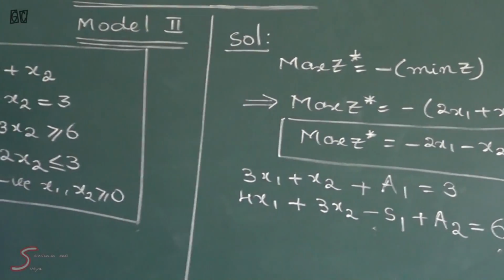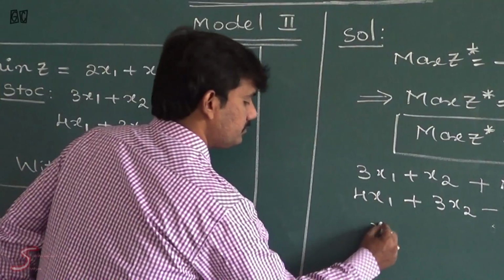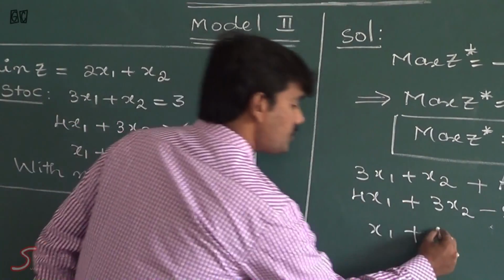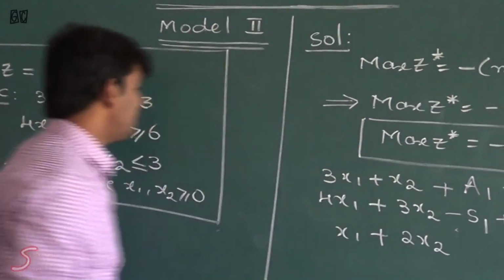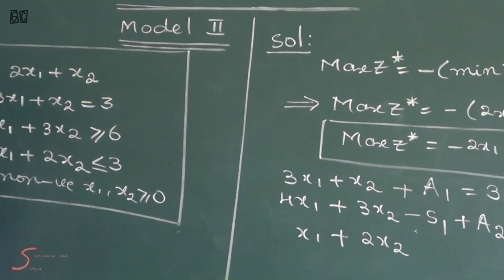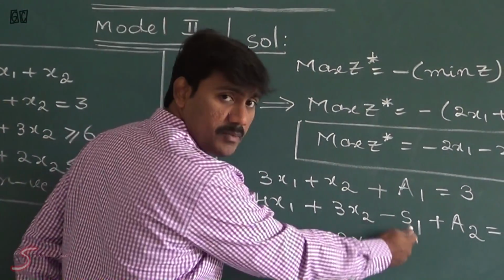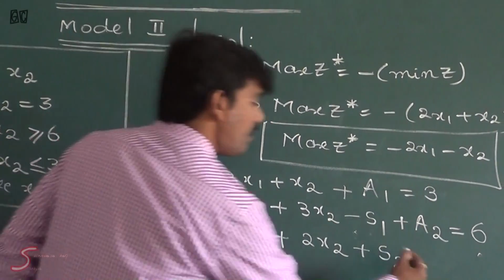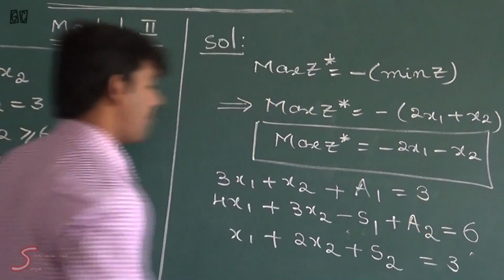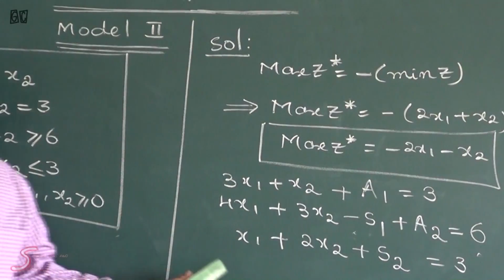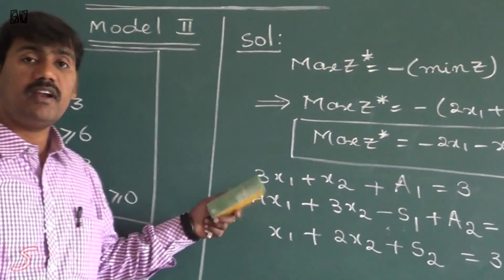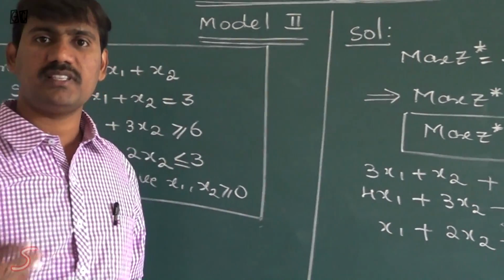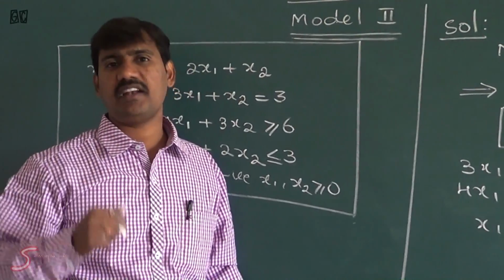And one more we have, that is x1 plus 2x2. This is in the form of less than or equal to, so we have to use a slack variable. Already we used s1, so now we are going to use a slack variable s2 that equals 3. Why? Because this is of less than or equal to type. So now we made all inequalities into equalities by introducing slack, surplus, and artificial variables.